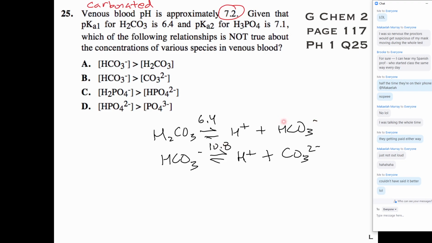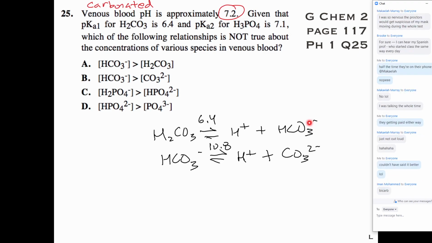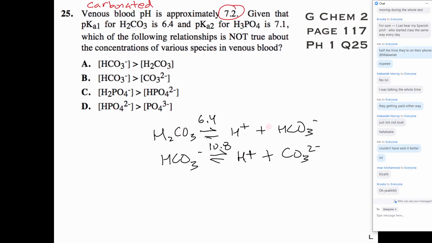Nomenclature-wise, what is this one called and what is this one called? So what is the upper one called? So what is this compound called? Bicarbonate. Why is it called bicarbonate? Because it is bi. It can go both ways. It can act as a base, pick up an H+. It can go forward, act like an acid by giving off an H+. It is bicarbonate. So hopefully it sounds familiar.